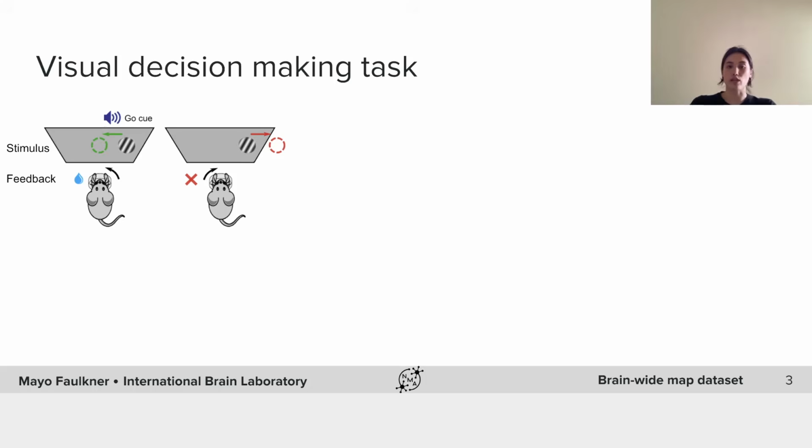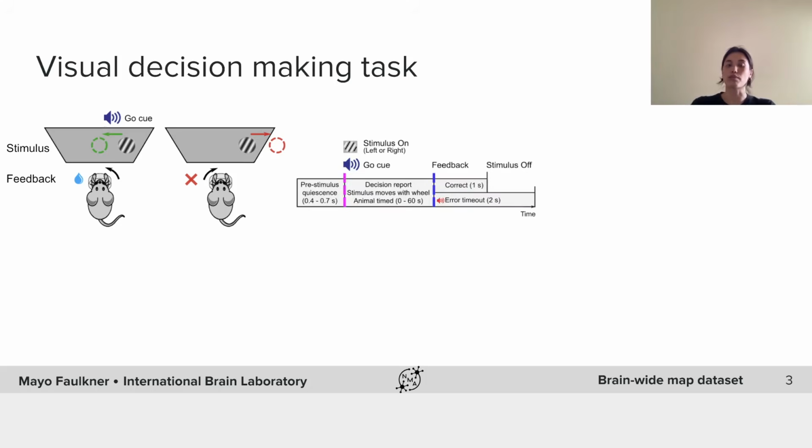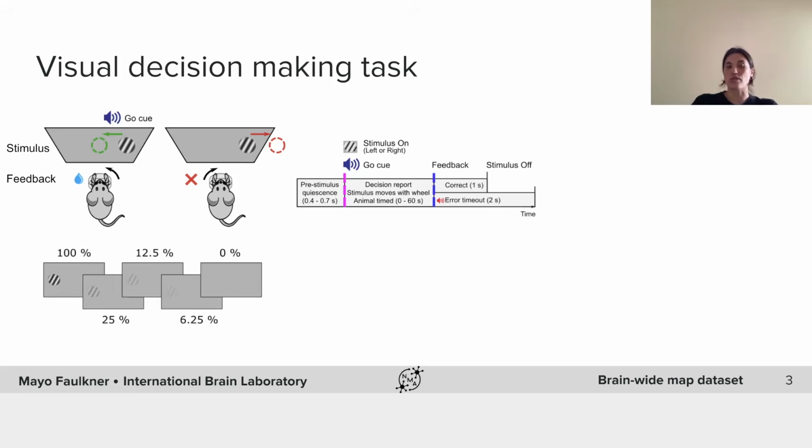In order to initiate a trial, the mice needed to hold the wheel still for a period of between 0.4 and 0.7 seconds, after which they were alerted of the start of a new trial by the simultaneous presentation of a visual stimulus and an audio go cue tone. Mice had 60 seconds in order to make a decision before the trial would time out and they'd receive an error tone. During the task, the contrast of the visual stimulus was varied, from high contrast trials to low contrast trials to zero contrast trials, where no visual stimulus would be shown on the screen.